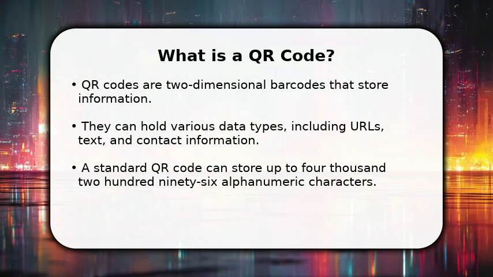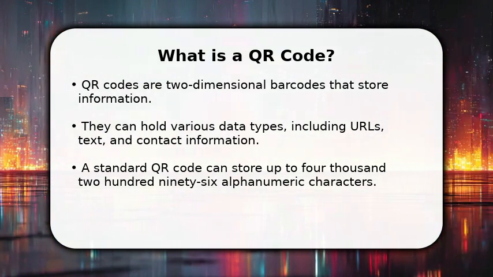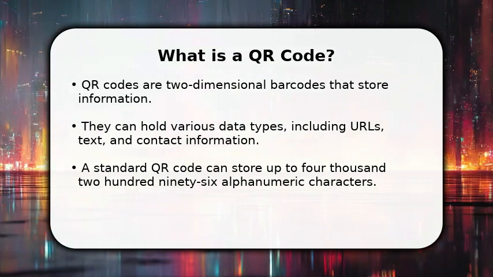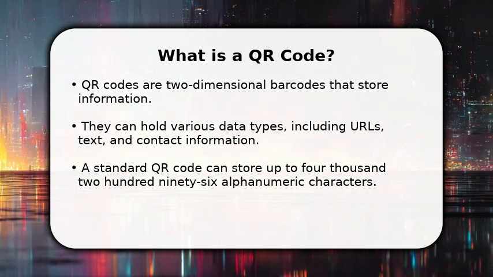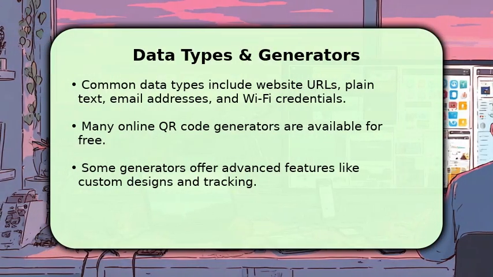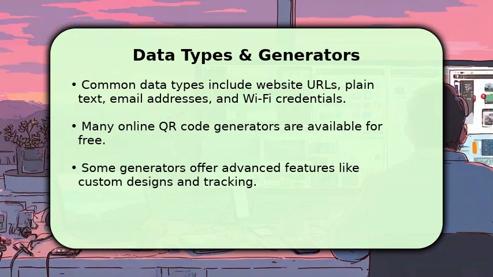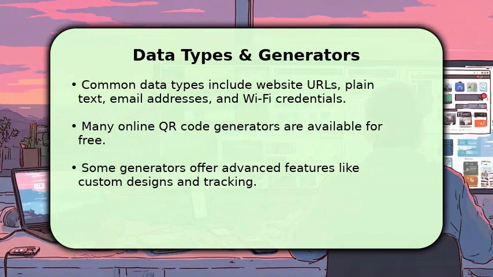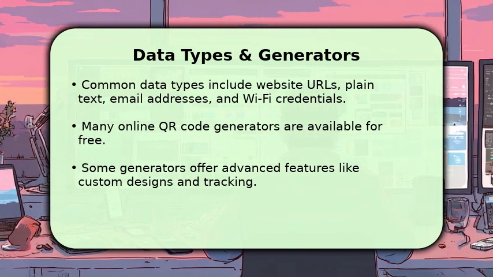A standard QR code boasts an impressive capacity, able to store up to 4,296 alphanumeric characters, making them powerful tools for data sharing. You can embed many types of data into a QR code. Popular choices include website URLs, plain text messages, email addresses, and even Wi-Fi network credentials, simplifying connectivity.